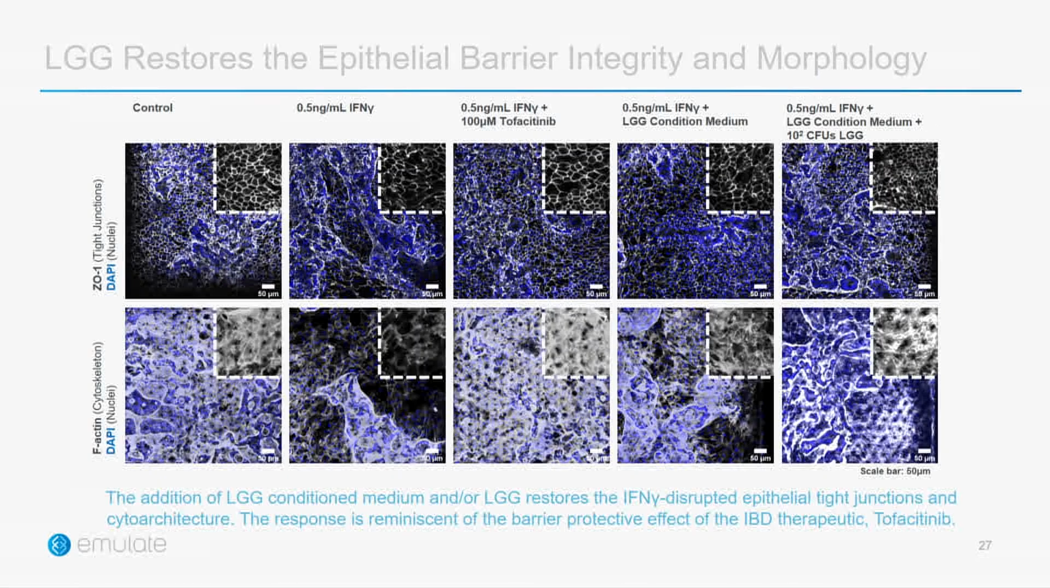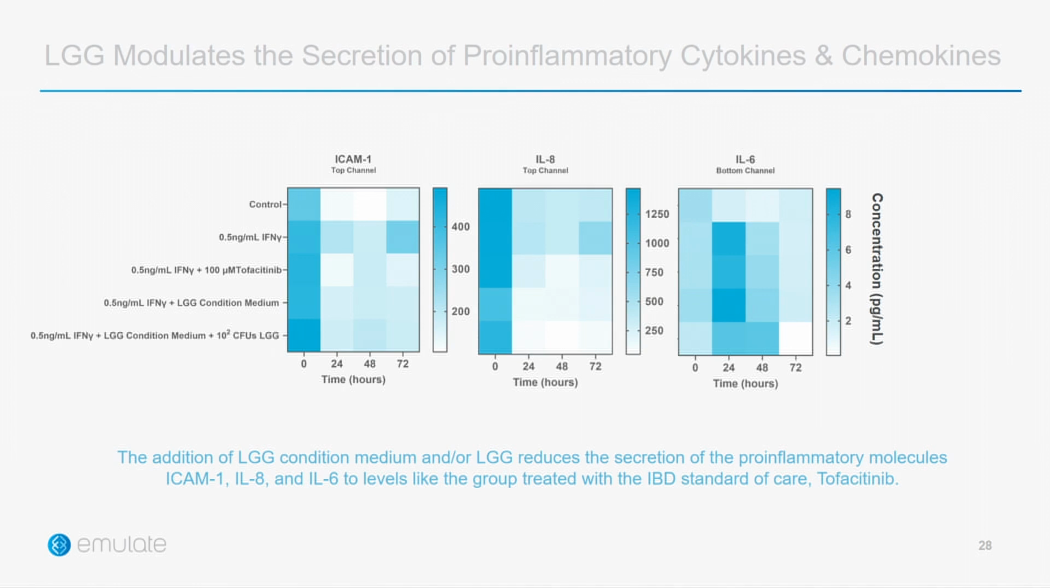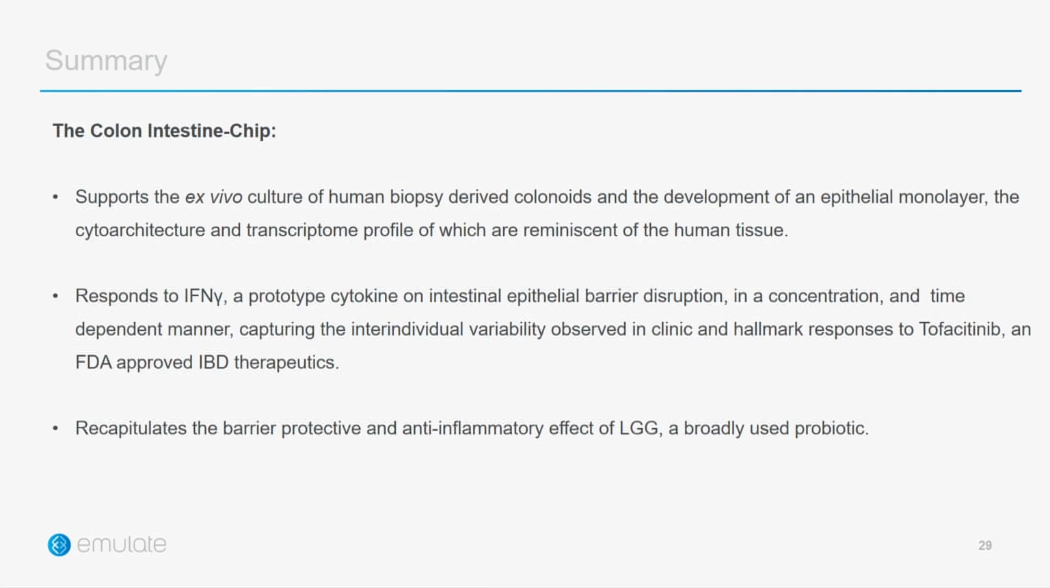The barrier protection was also evident again at the tight junction protein expression level. And lastly, we did see normalization of the pro-inflammatory cytokine secretion levels to levels similar to the IBD therapeutic. So to sum up, the colon intestine chip supports the ex vivo culture of human biopsy-derived organoids, and it allows them to form a monolayer with cytoarchitecture and transcriptomic profile reminiscent of the human tissue.